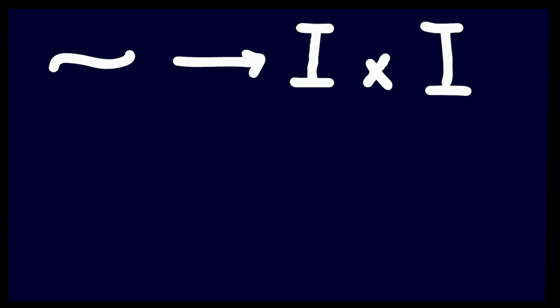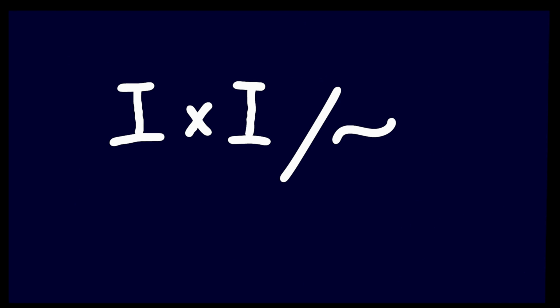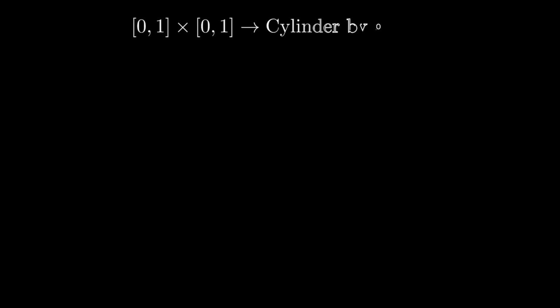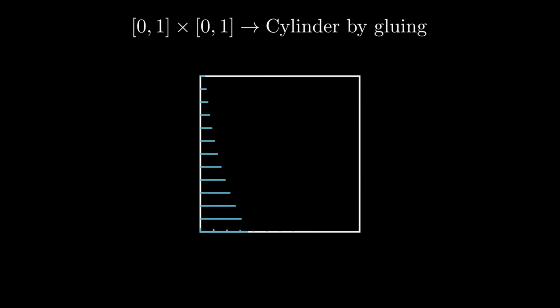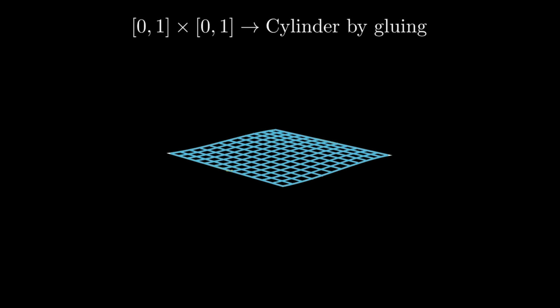We define an equivalence relation on I Cartesian product I by setting these two relations. Believe it or not, now I Cartesian product I with this relation is the torus. But how? Well, we can visualize this as the following. Since these two lines are equivalent to each other, we can think of them as one and glue one end of the square to the other.